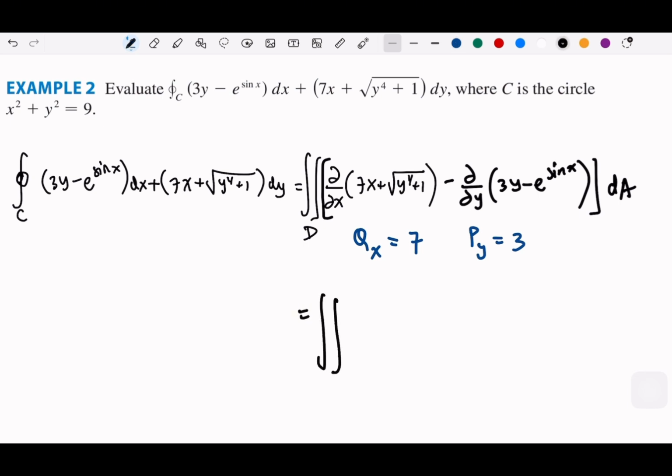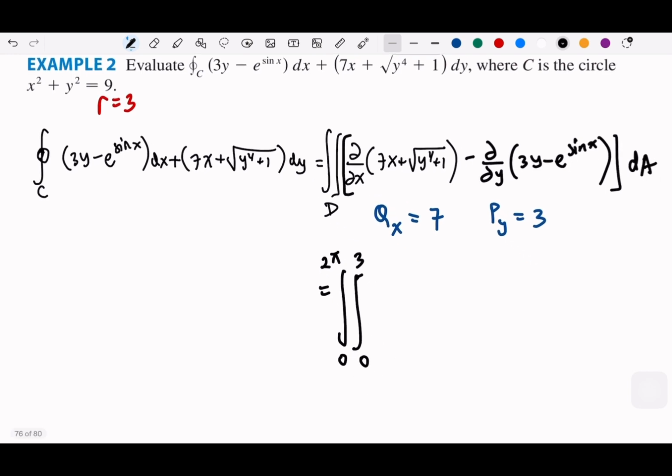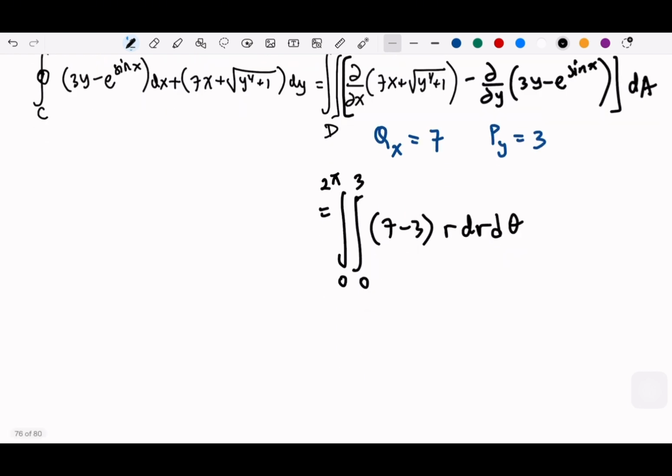So for the circle, remember the outside of the integration for polar will be our angle, and the inside will be r, where r will be equal to 3. So we can use that from 0 to 3. Nothing in between, it's a full circle. And then this will be 7 minus 3, and then r dr d theta. This is from calculus 2, double integrals in polar, right? So this will be 4r dr.